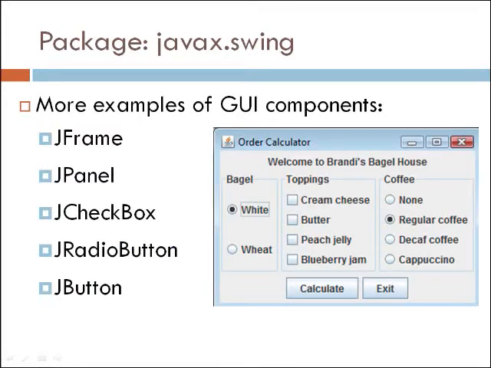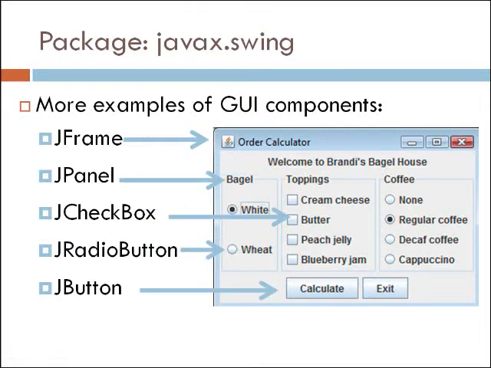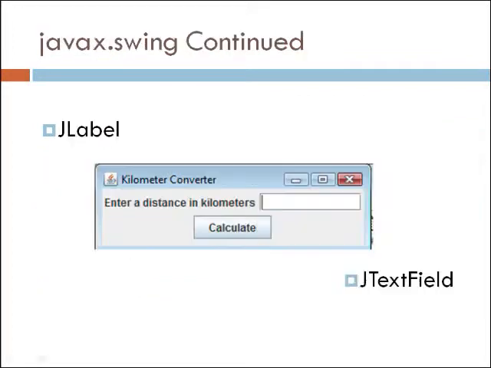Also included in the javax.swing package are other GUI components. They include JFrame, which is the border around the window, JPanel, which is each inset inside the window, JCheckBox, which is a checkbox, JRadioButton, which is like a checkbox, except you can only select one, and JButton, which allows you to perform a certain action.